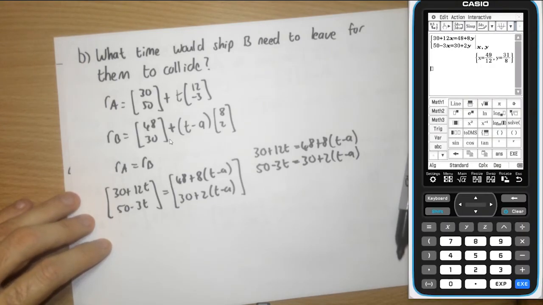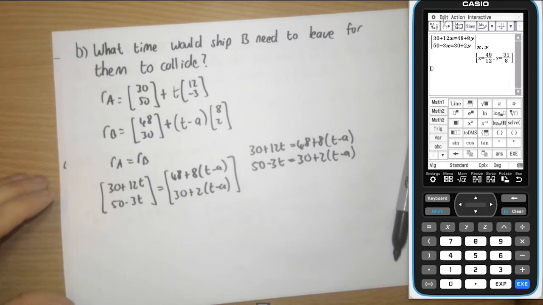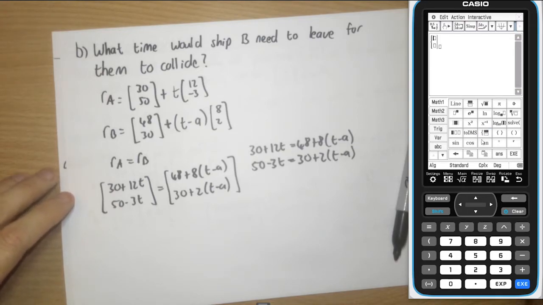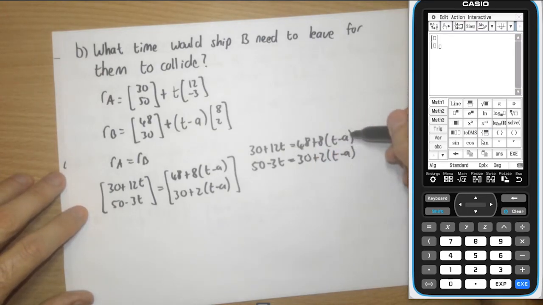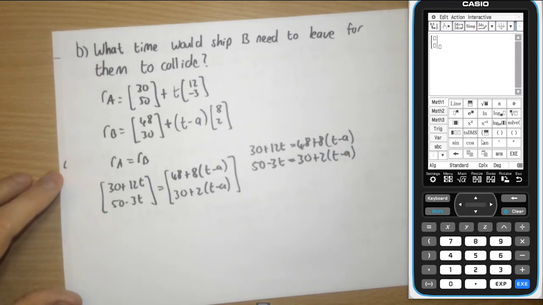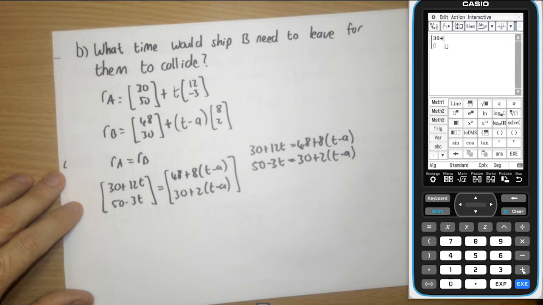So again, what we're going to do is just put that back into the equation. We're going to clear all variables, clear everything out of there, and type in these two equations. I'm going to call t x and a y. So what we've got is 30 plus 12x equals 48 plus 8 bracket x take y.